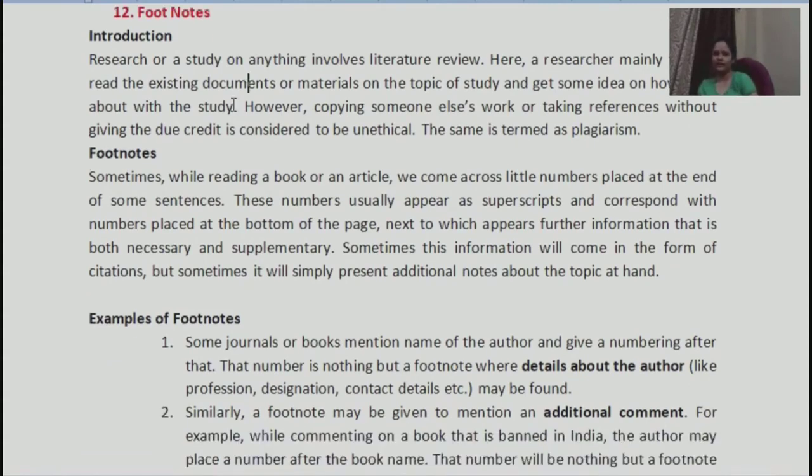So that thing we can mention: why is it needed that we give a footnote? It is because we don't want to make it unethical. We don't want to commit the wrong of plagiarism, but we want to acknowledge that we have taken help from someone else. So that is the reason why we use footnotes basically, right?